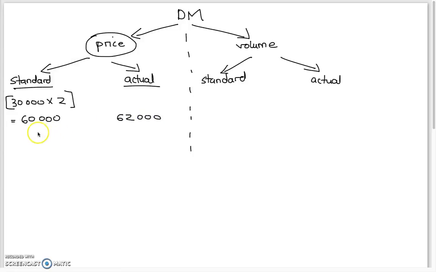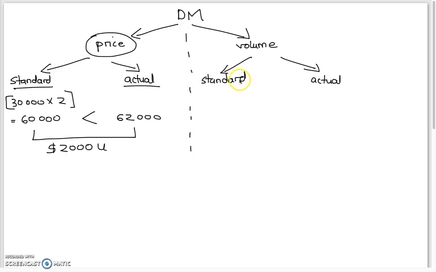And now I want to compare these two figures. Is this scenario favorable or unfavorable? Well, it's unfavorable because what I actually paid is greater than what I thought I would pay. So this is $2,000 unfavorable. All right, that is it.